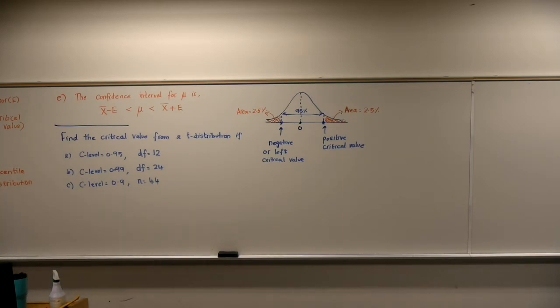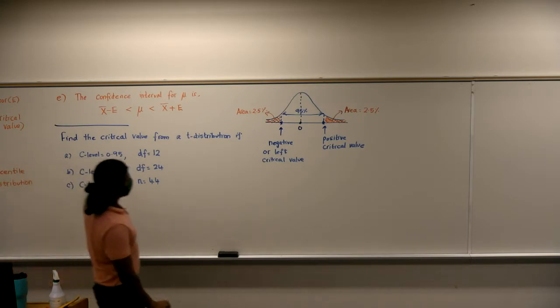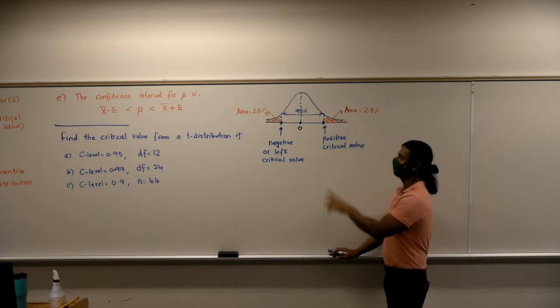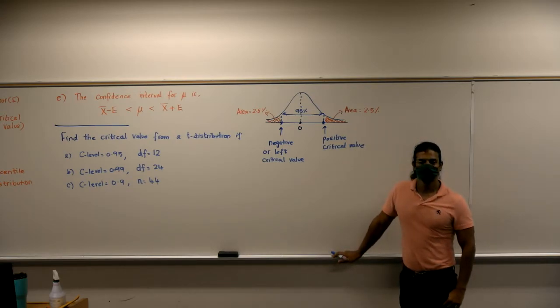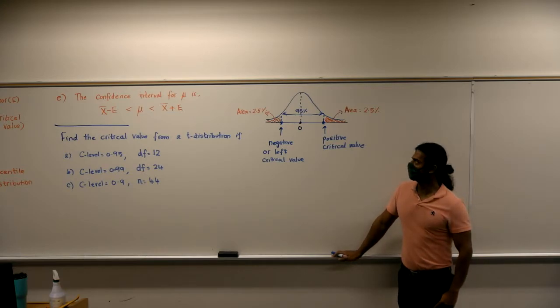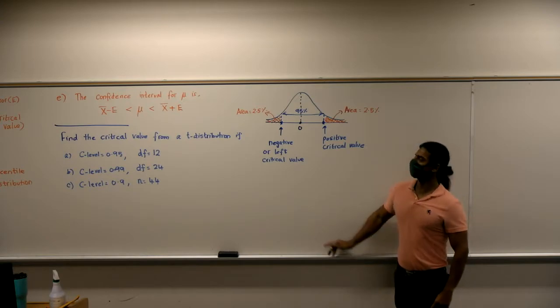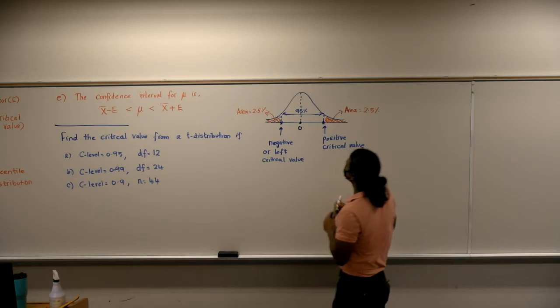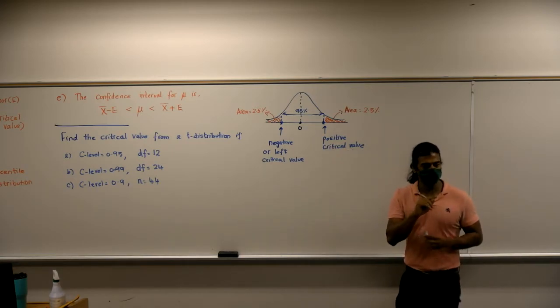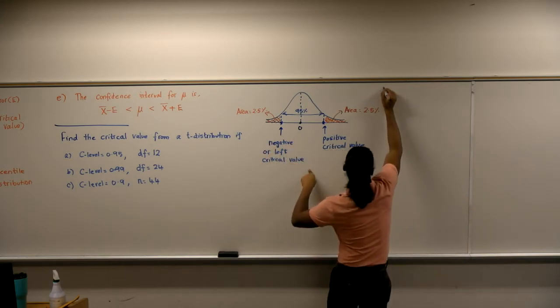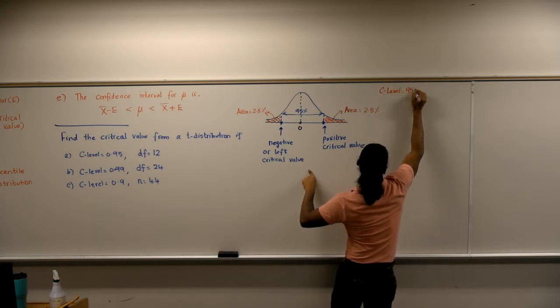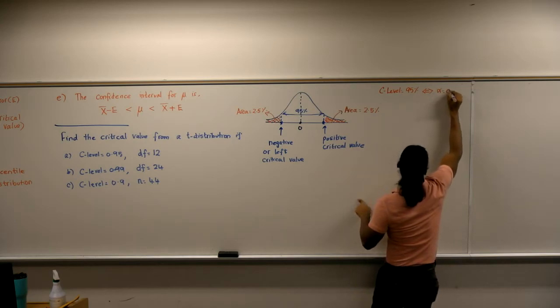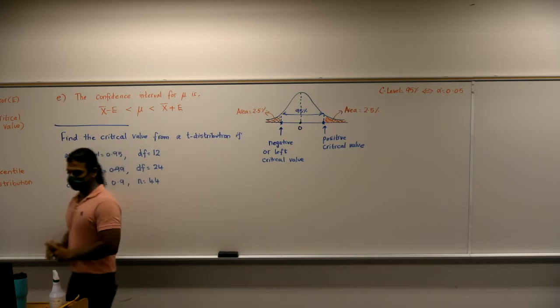Earlier today, I connected C level to alpha. So in that case, the very first case, if C level is 0.95, the confidence level, what is the value of alpha? Okay, 0.05. 1 minus 0.95. I was doing it as if it was 99, not 95. So 1 minus 0.95, you get 0.05, yes? So 95% confidence would imply that alpha is simply 0.05, yes?